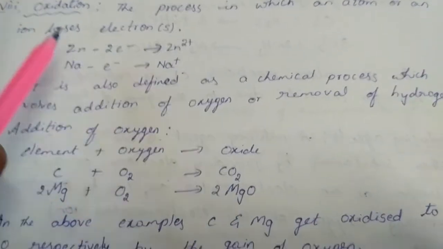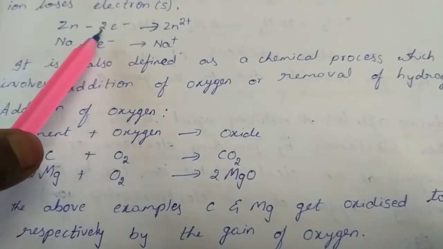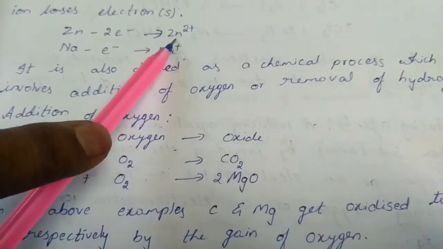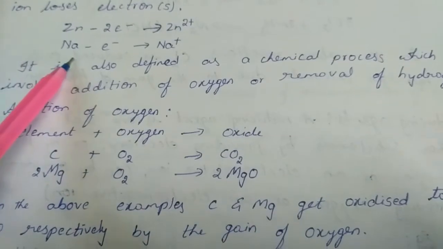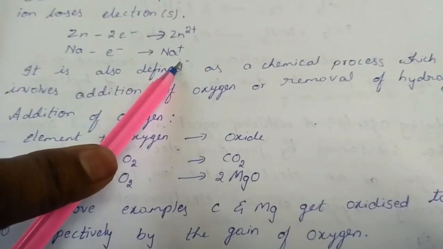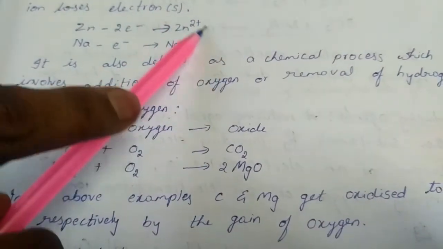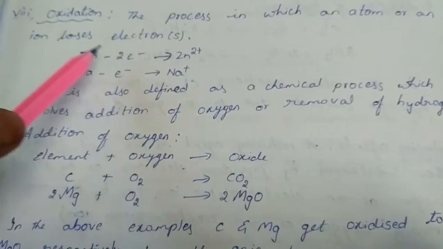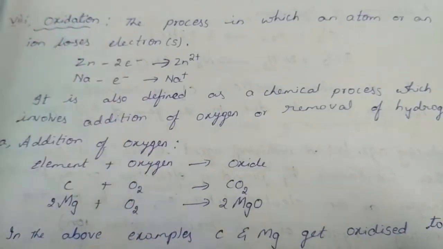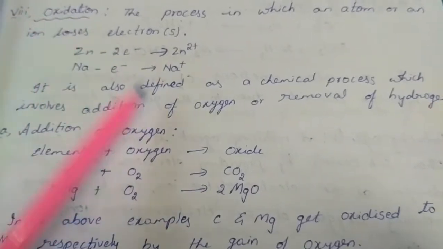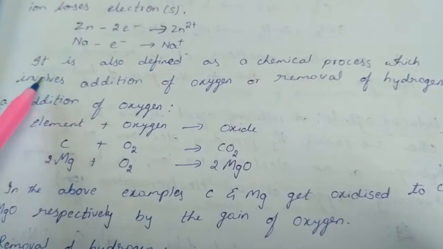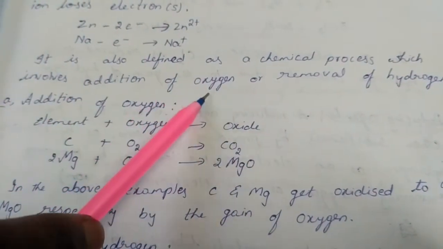See here the examples. Zinc is losing 2 electrons, forming Zn2+. That means zinc is forming a cation. And sodium is ready to lose 1 electron and form Na+. Understand? So these two are forming cations, and this process of losing electrons is called oxidation.